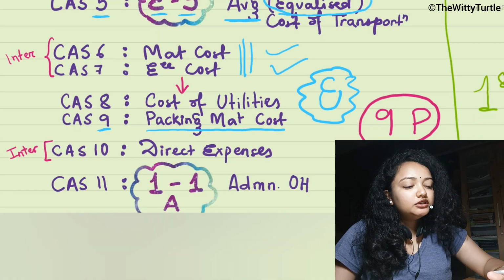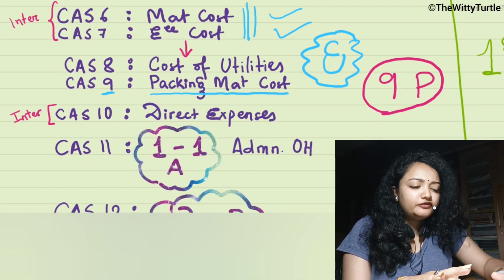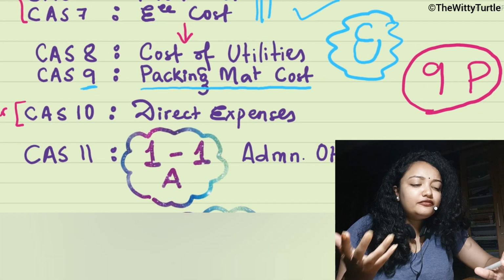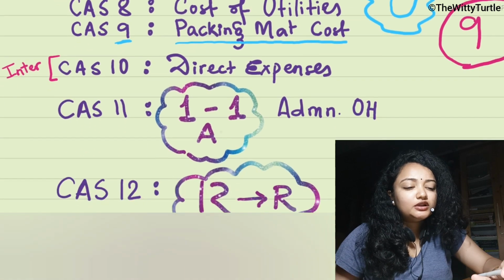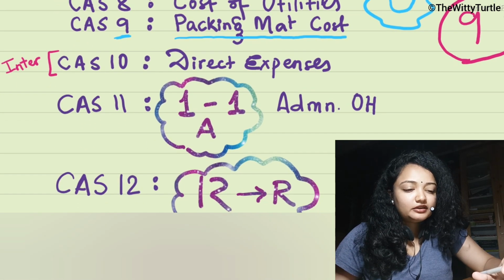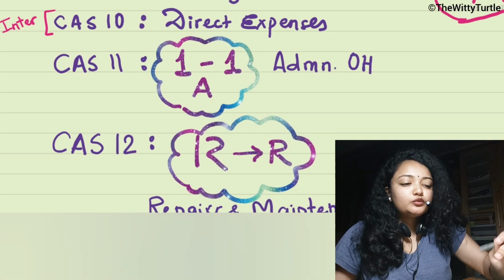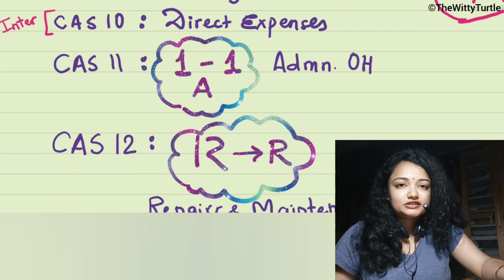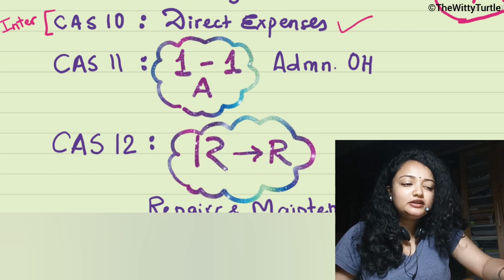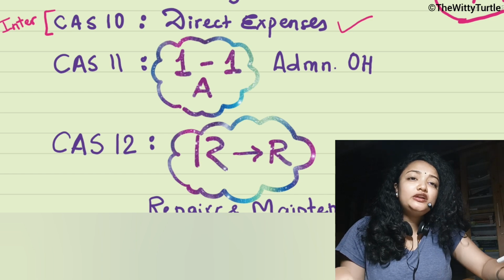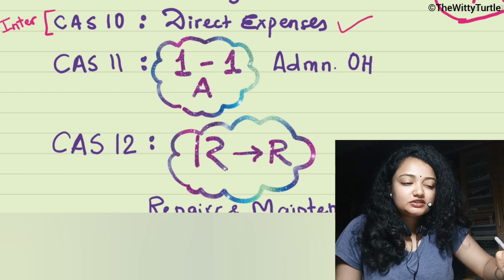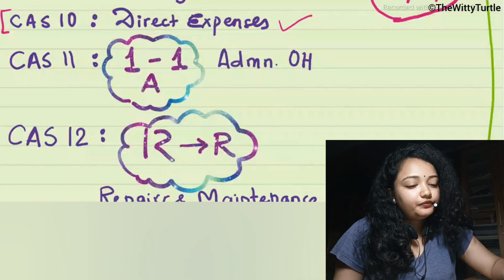Now coming to the 10th one, which is again a very easy one, because we have studied this in intermediate. We had one full chapter over there, right? So there you go, which is direct expenses. If you have studied in inter, then you might be able to recall it even without studying. So this is your direct expenses.